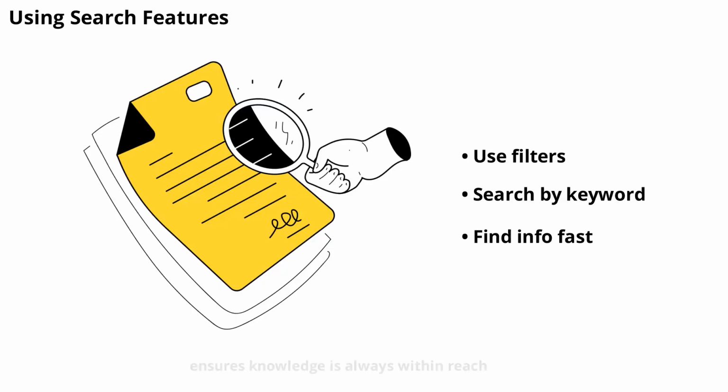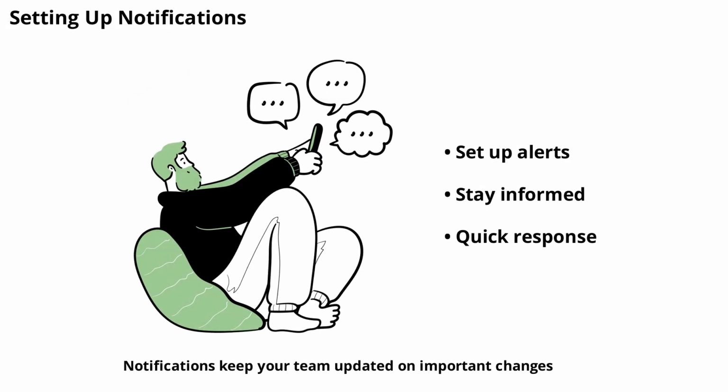Mastering search saves time and ensures knowledge is always within reach. Notifications keep your team updated on important changes. Set up alerts for new documents, article updates, or workflow triggers. This ensures everyone stays informed and can act quickly when new knowledge is added or modified.